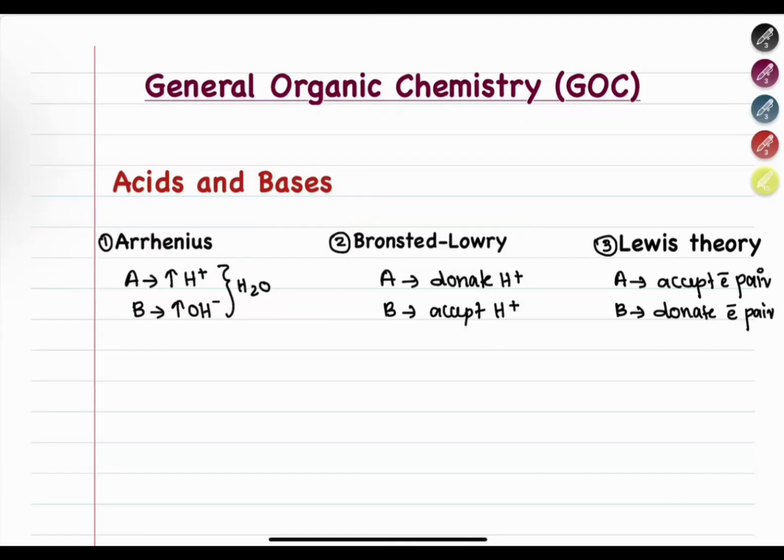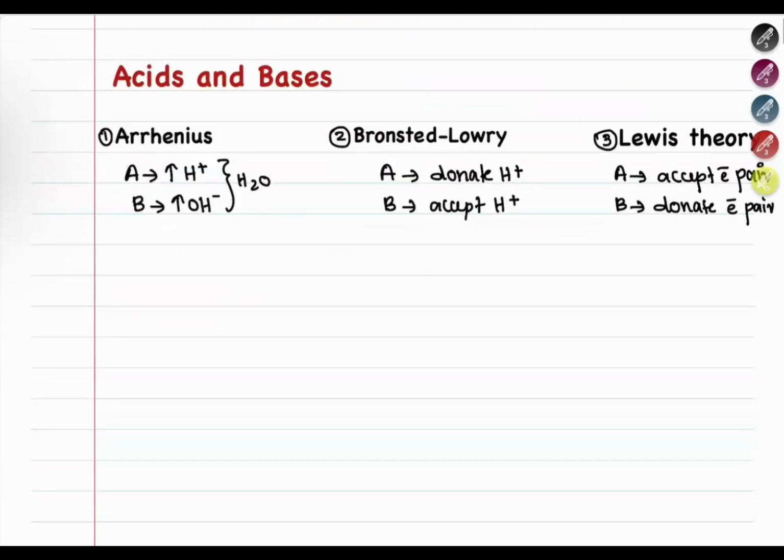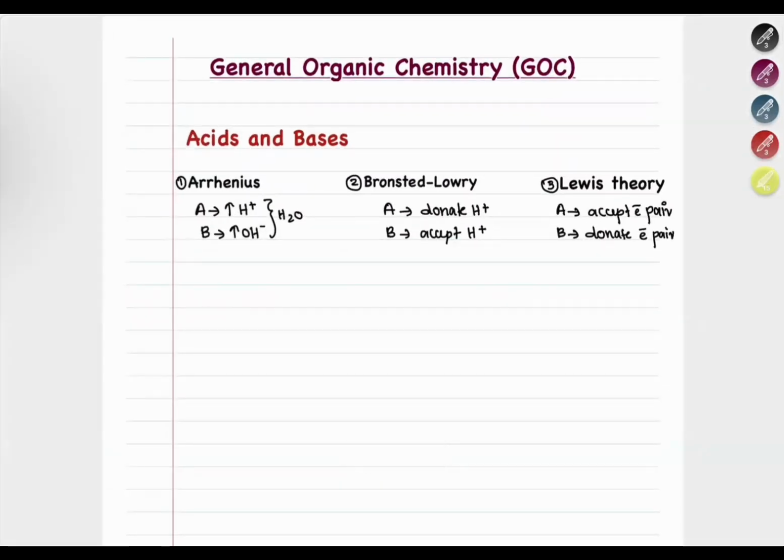Okay. So here, Arrhenius explained acids and bases as: an acid is a substance which will increase H plus ion concentration, and a base is a substance which will increase OH minus ion concentration in aqueous solution. Okay. In Bronsted-Lowry theory, an acid is a substance which will donate H plus, and a base is a substance which will accept H plus. And in Lewis theory, an acid is an acceptor of an electron pair, and a base is a donator of an electron pair.